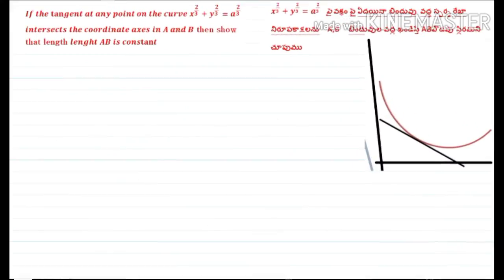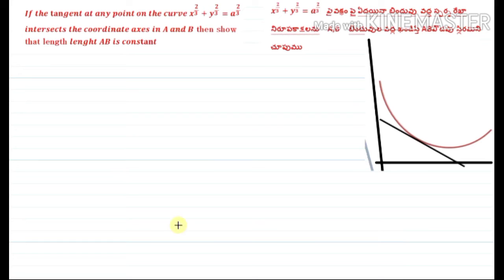This is an important problem. See, this is the question. If the tangent at any point P on the curve x to the power 2 by 3 plus y to the power 2 by 3 equals a to the power 2 by 3 intersects the coordinate axes in A and B, then show that the length of AB is constant. So this is the curve, and at a particular point P, we are assuming it as (x1, y1). A tangent is drawn and this tangent intersects the x-axis at A and the y-axis at B. Then our aim is to prove AB is equal to some constant.